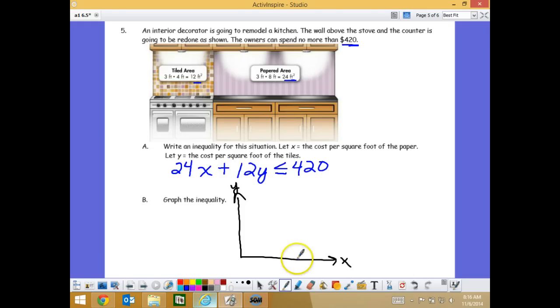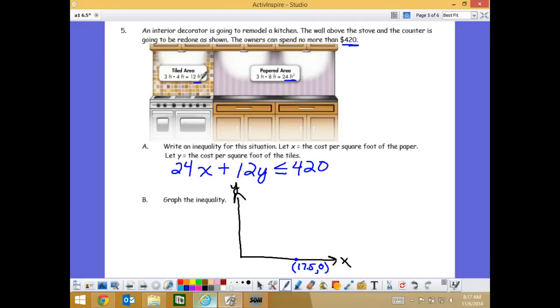So what that means is that if the paper costs $17.5, that means they have to get the tiles for free in order to meet their budget. That's what that x-intercept means.